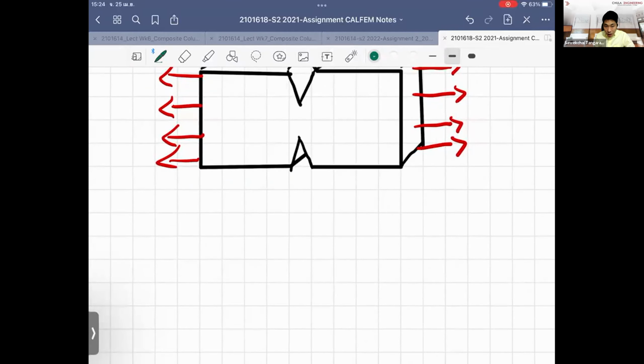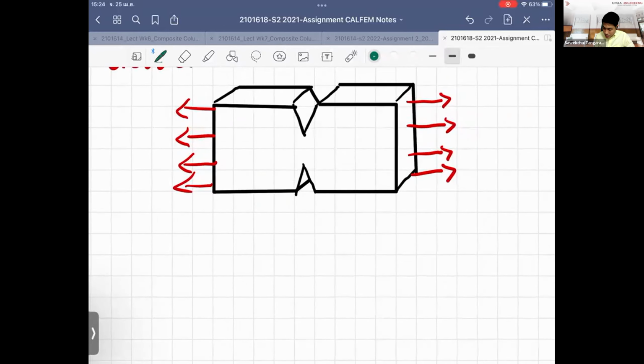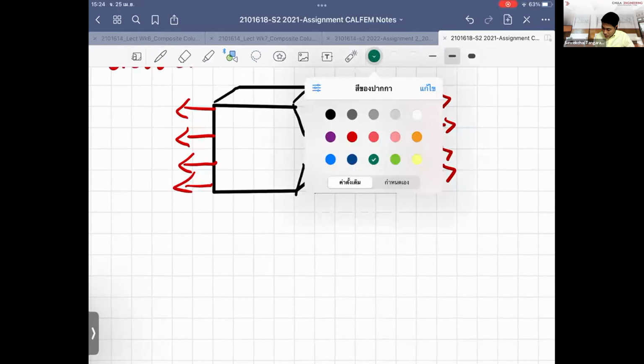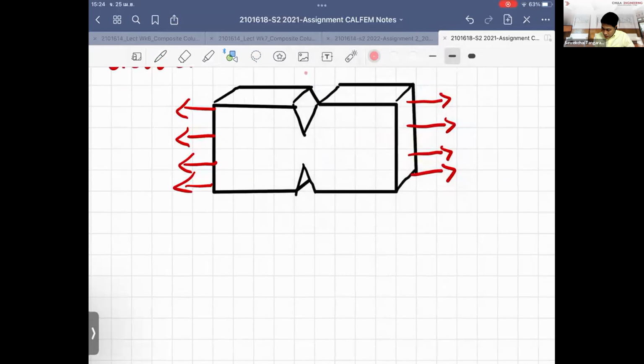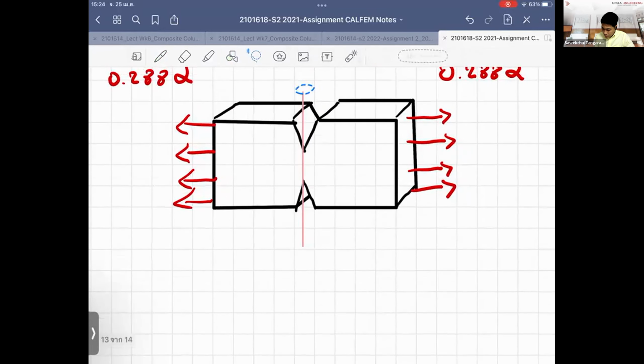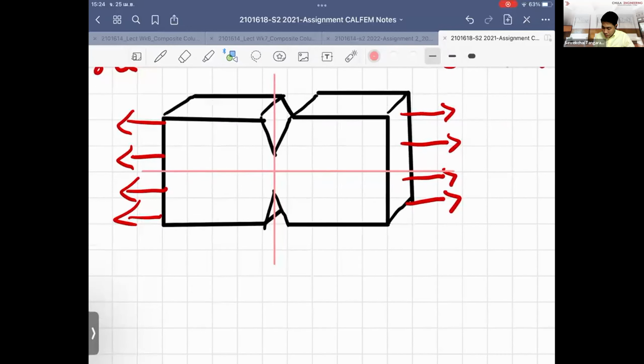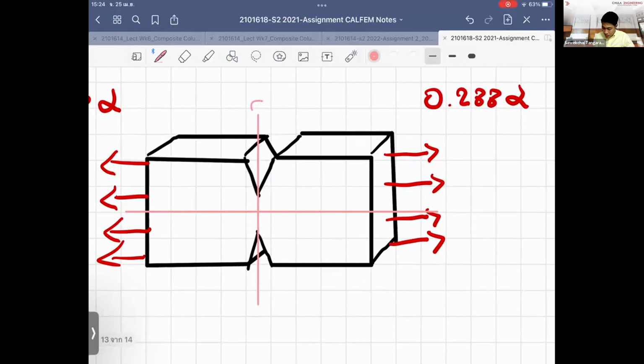We want to apply the concept of the finite element. So in the beginning, I want to discretize it by using the information of the symmetry. We have double symmetry in the problem. So I take it to be half, and I just want to model it in a quarter. We have two symmetry lines.